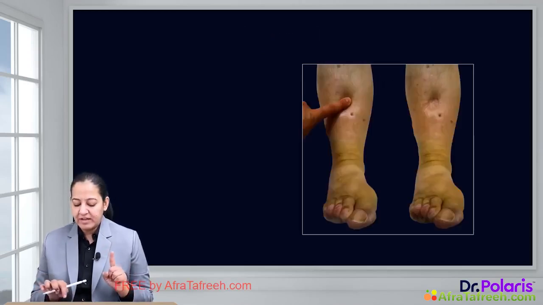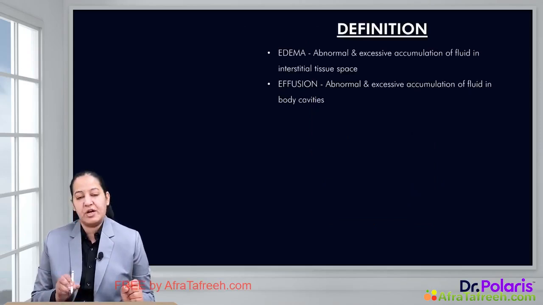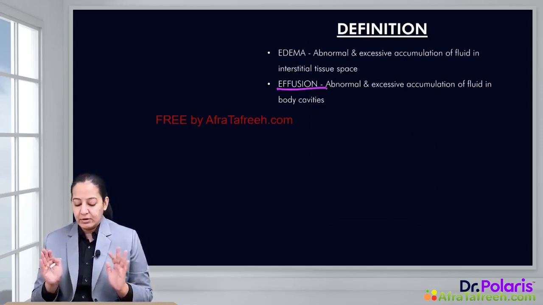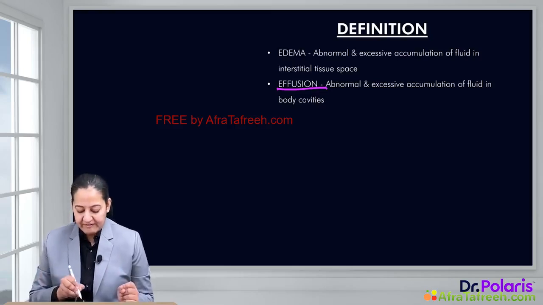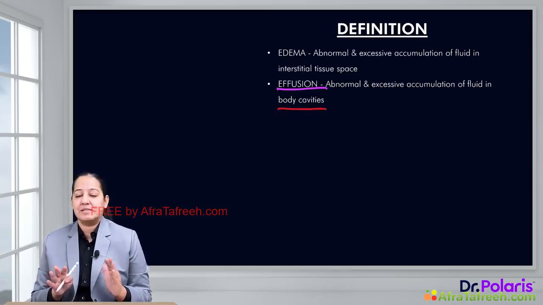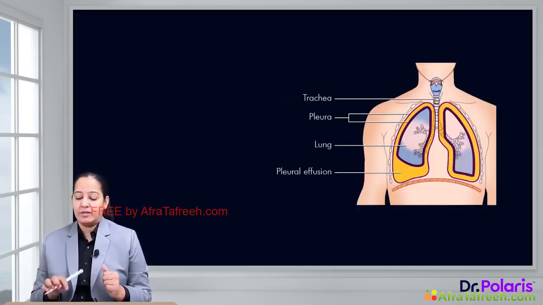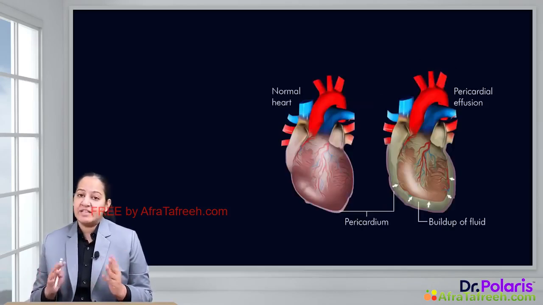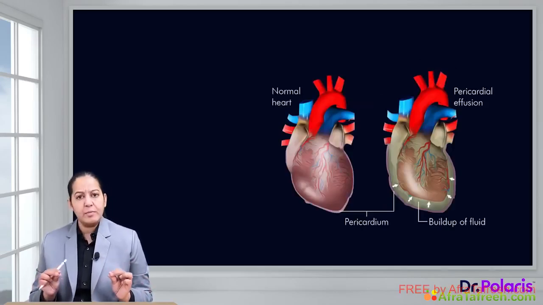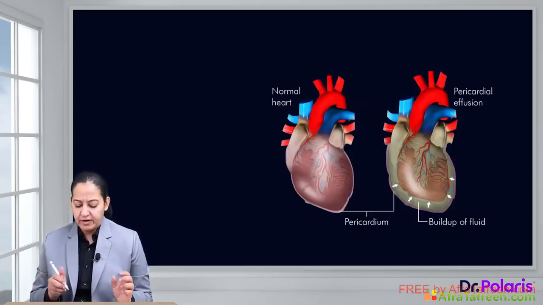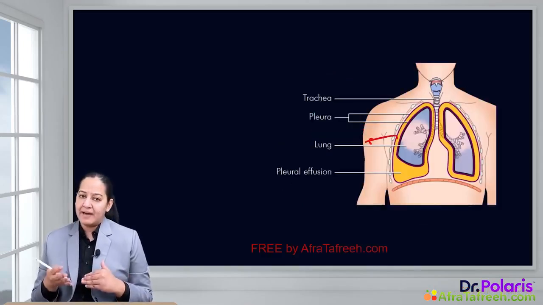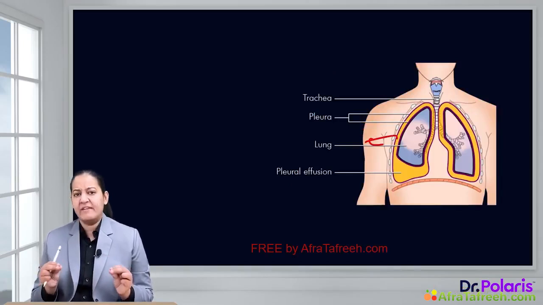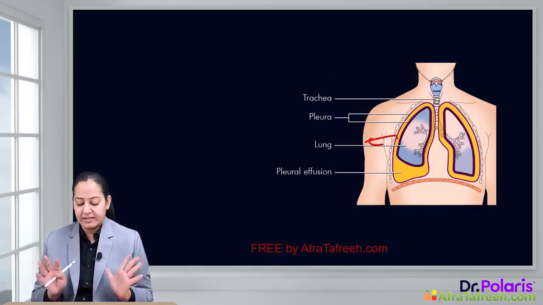There is one more related term, known as effusion. It is related to edema only. So effusion is abnormal and excessive accumulation of fluid in the body cavities, not in interstitial space. In the human body, we have various cavities. We have the pleural cavity around the lung, and the pericardial cavity around the heart. So if abnormal and excessive accumulation of fluid occurs either in the pericardial cavity, pleural cavity, or peritoneal cavity, any cavity of the human body, it is known as effusion.